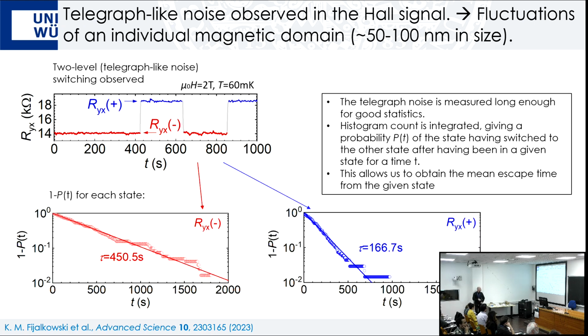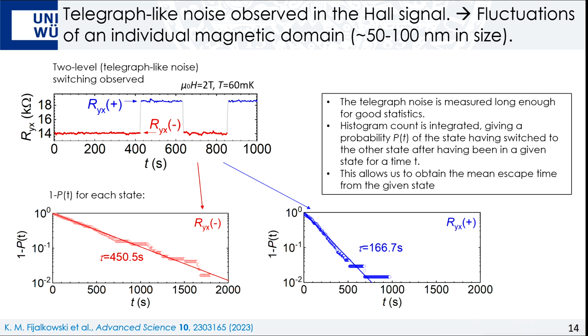Okay, so we have this telegraph noise. We need to analyze it. We basically let the measurement run long enough to capture a couple of hundreds of those switching events. And from that, we can look at the lengths of these plateaus. And basically, long story short, we can obtain a mean lifetime in each state, so the average length of the plateau. And then we can see how these lifetimes respond to magnetic field and temperature.